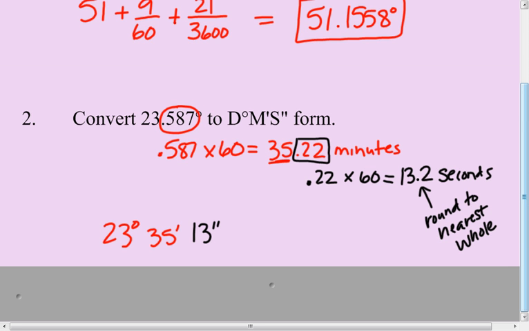And just so you know, in your homework, the minutes number right here may come out to be a 0. So you may have to say 23 degrees 0 minutes and so many seconds. That could happen in your homework, just so you know. But that's how this one goes.